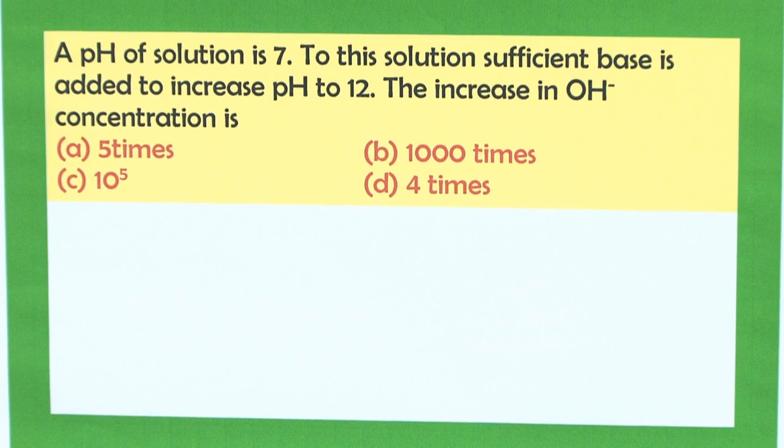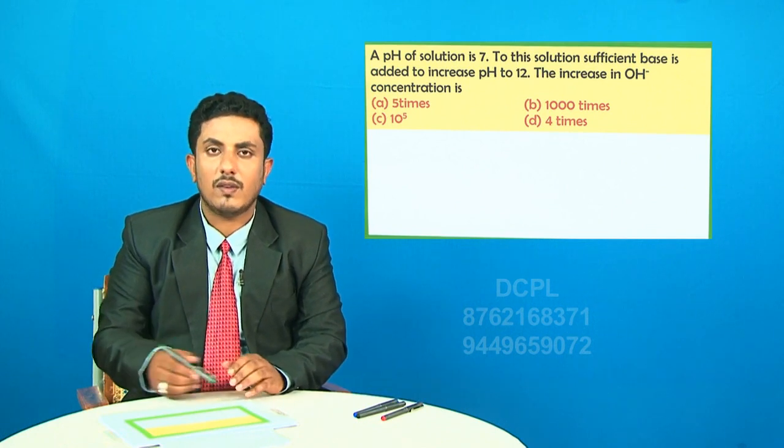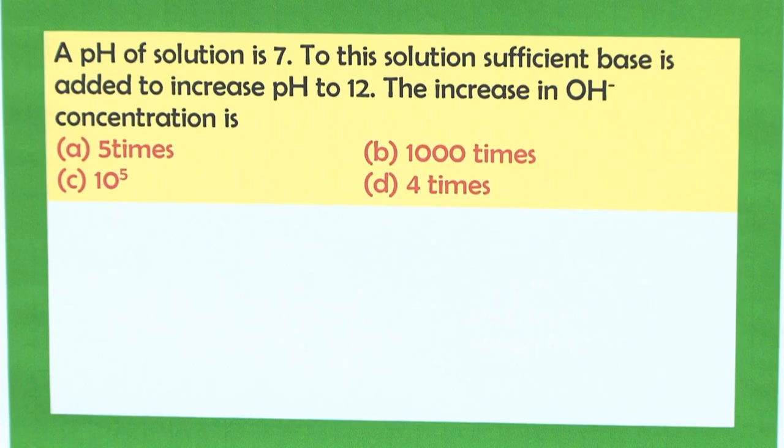The pH of a solution is 7. To this solution, sufficient base is added to increase the pH to 12. The increase in OH minus ion concentration? Options are option A 5 times, option B 1000 times, option C 10 to the power 5 times, and option D 4 times. So to calculate the increase in the OH minus ion concentration, first we should predict the OH minus ion concentration for a solution with pH 7 and then with pH 12, and then we can compare it. Let us see the solution of this.